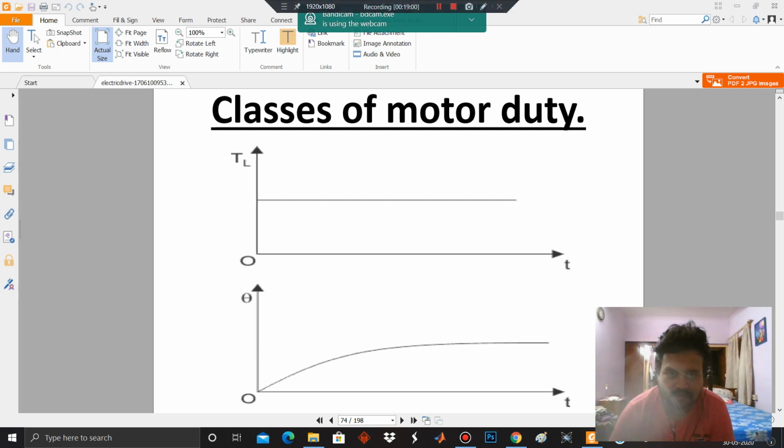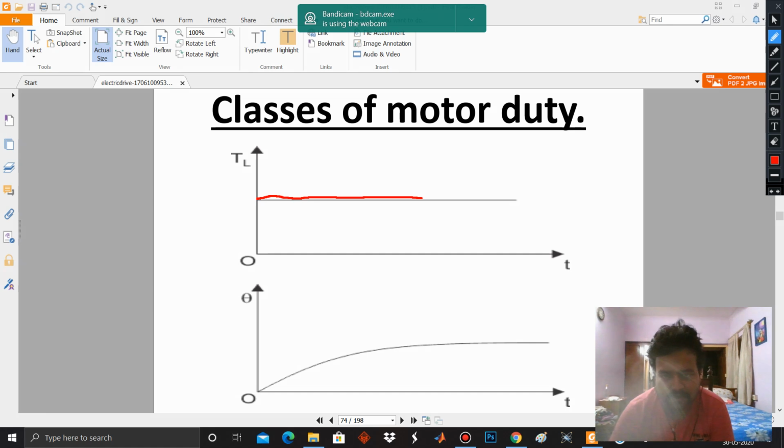So you see, what is the torque profile? The load torque is constant, and that's why it is of continuous duty. So you see the temperature rises like this. The temperature rise reaches maximum steady state and it remains constant.